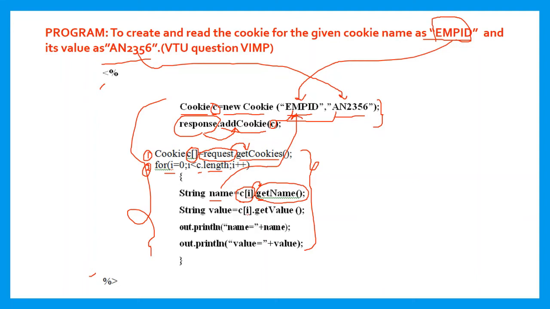Now I want to retrieve the value of the cookie. To retrieve the value of the cookie, we will make use of a method called getValue.